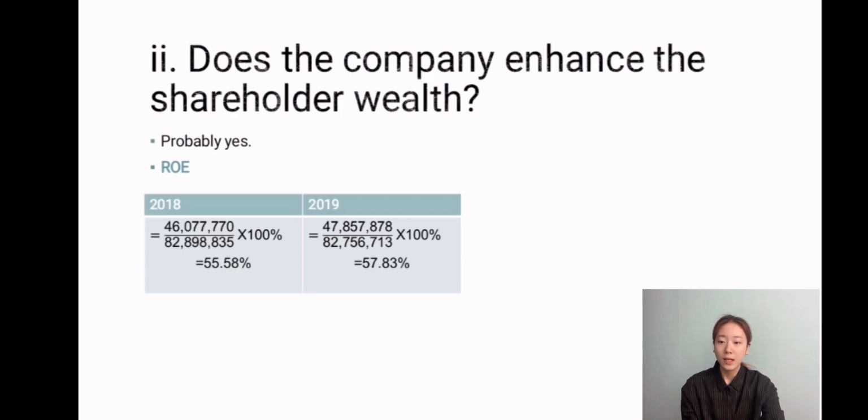Therefore, this financial analysis index is what enterprise owners and operators are very concerned about, as can be seen from the ROE data of the company in 2018 and 2019. It shows an upward trend, so the shareholder wealth is enhanced.